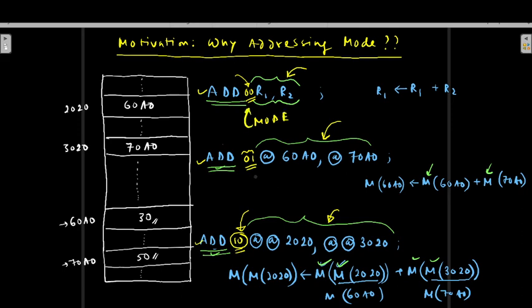These bits are called the mode bits, and this is the reason why the addressing modes are used.